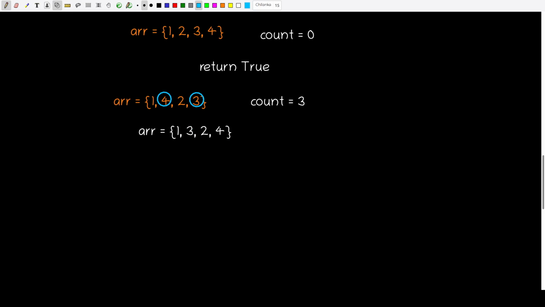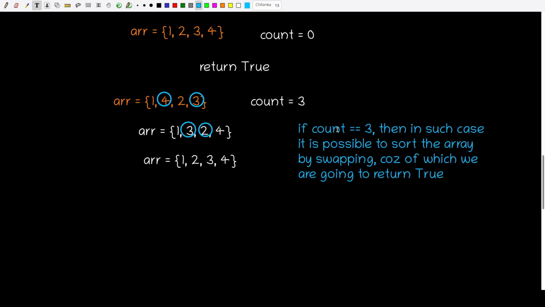The next thing which we are going to do is, since 3 is not at its correct position, we are again going to swap. So we are going to take 3 and 2, and after the swap the array will become something like this: 1, 2, 3 and 4, and in this way we will be able to sort the array. So the point I was trying to make over here is, if count is equal to 3, then in such a case it is possible to sort the array by swapping, because of which we are going to return true. So this is the case when count is equal to 0 or count is equal to 3.